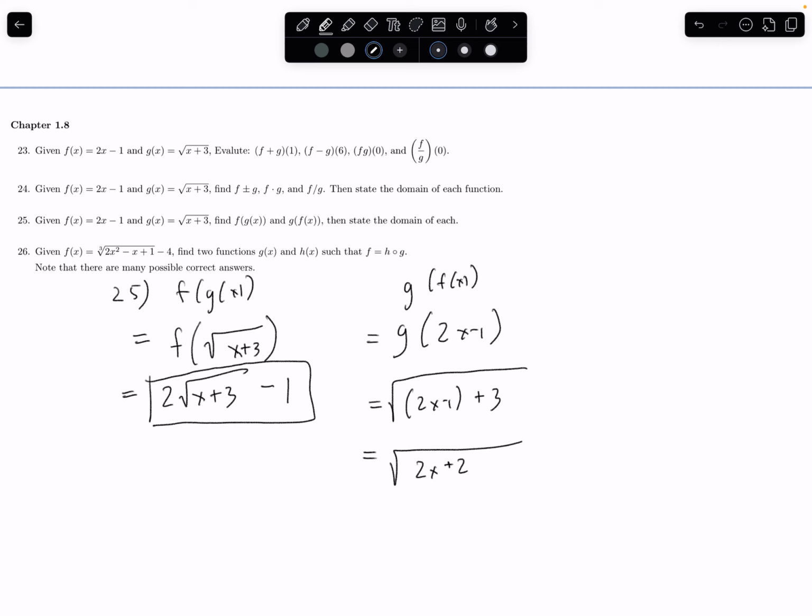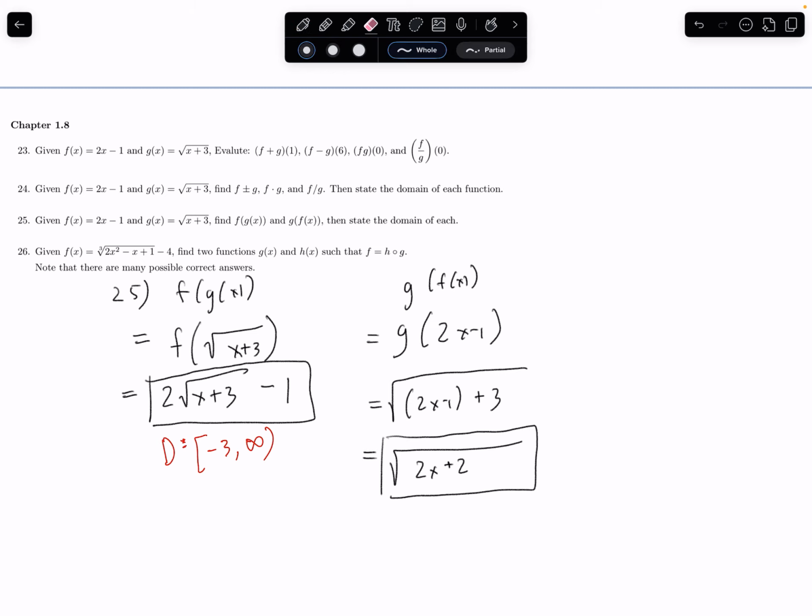Okay, now looking at the domains for these. Let's circle this first. What could go wrong? This first one has the same domain as before. The only thing that goes wrong is if the inside of the square root is negative. So the domain is negative 3, it's okay if it is equal to 0, upward to infinity.